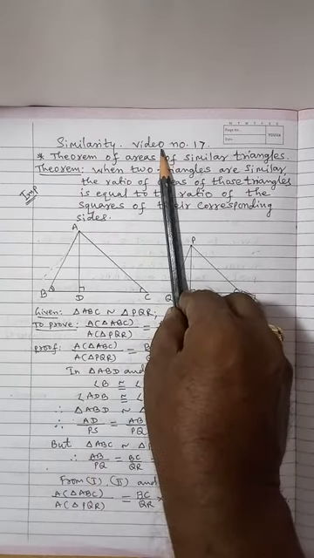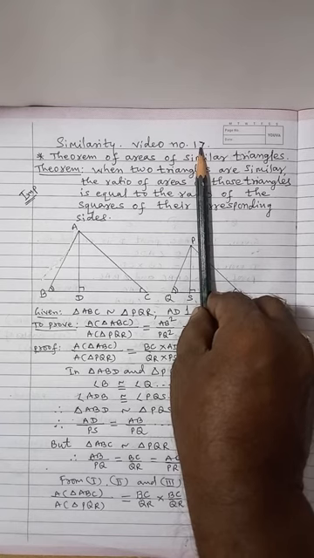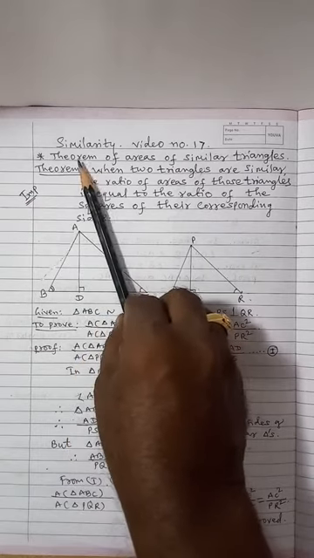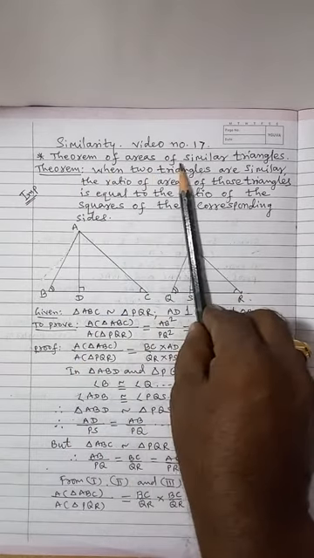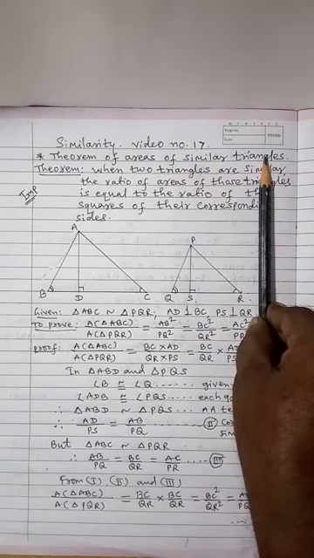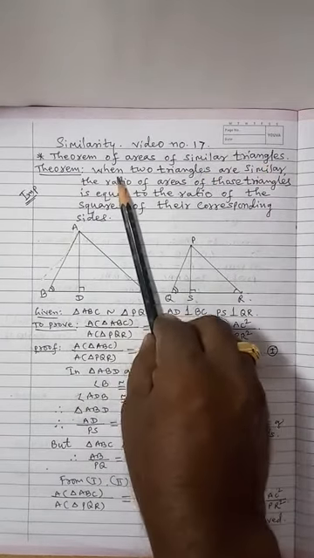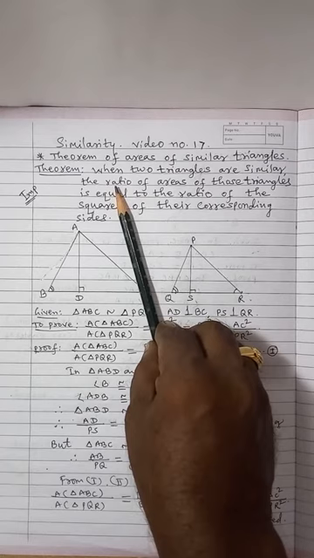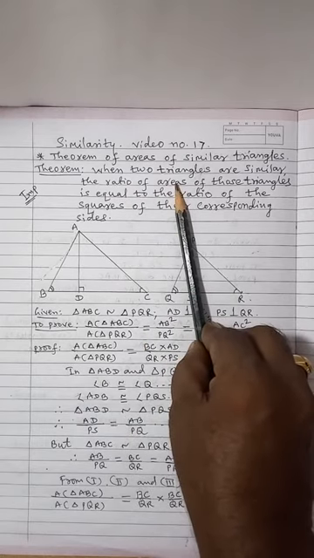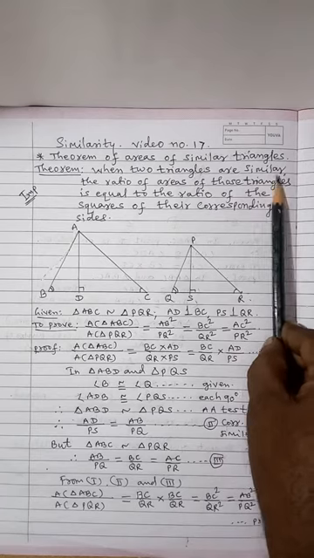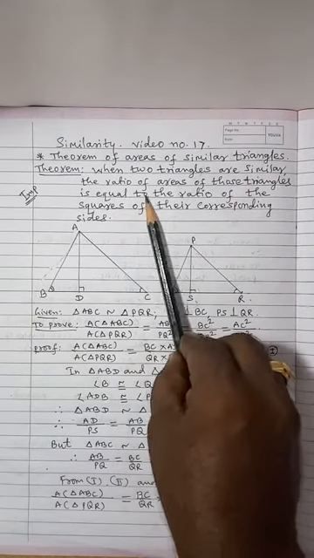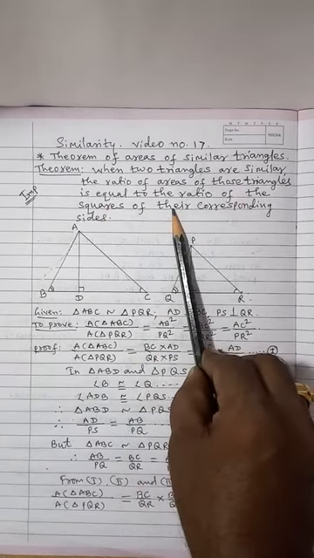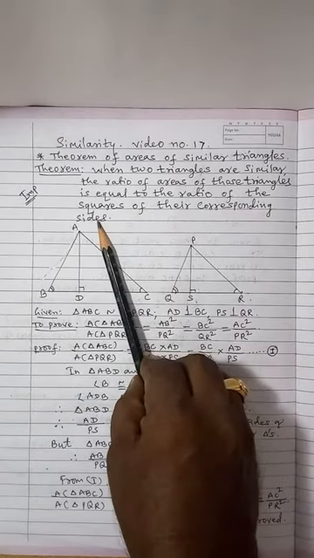Similarity video number 17. In this video we are going to learn a very important theorem of areas of similar triangles. What is the theorem? When two triangles are similar, the ratio of areas of those triangles is equal to the ratio of the squares of their corresponding sides.